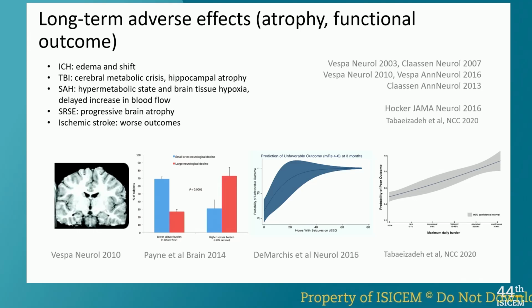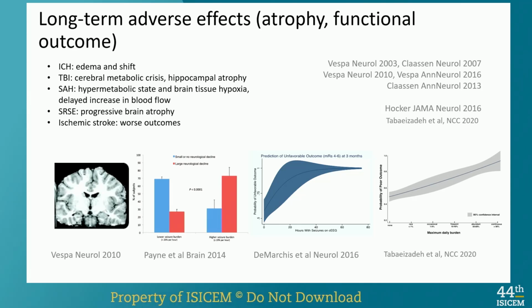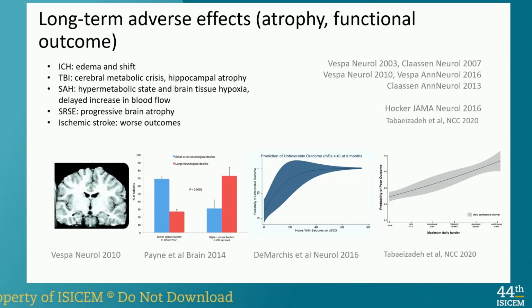So are these seizures important? There's a lot of data in different brain injuries that have associated worse outcome with these electrographic seizures. This has been shown in TBI. There are imaging studies, for example, that show structural abnormalities that develop in patients that have electrographic seizures.